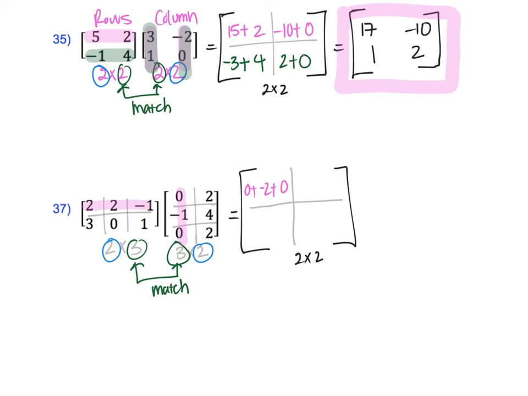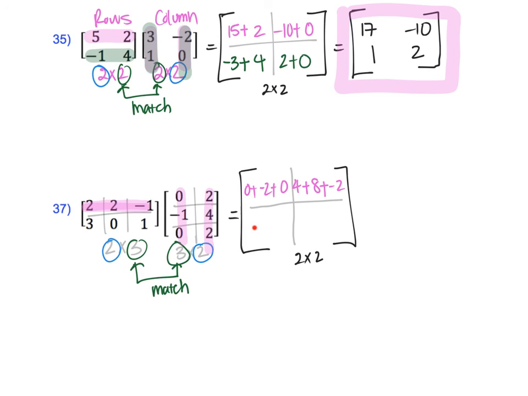Now in this box, this is the first row but second column. So I'm going to take, again, the first row but now with the second column. So this is 2 times 2, because the first number times the first number gives us 4, plus 2 times 4, the second numbers multiplied, will give me 8, plus the third number times the third number, so -1 times 2, gives me -2. All right, now I got the top.